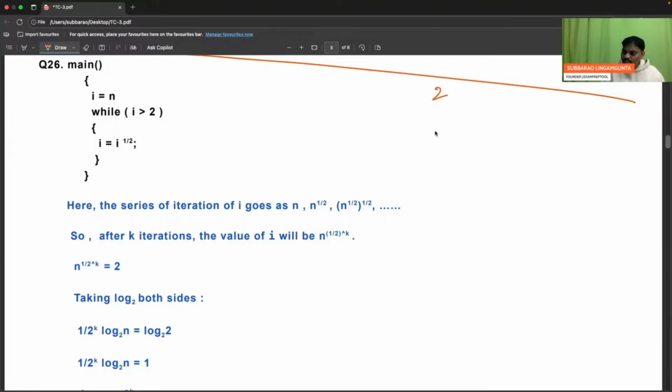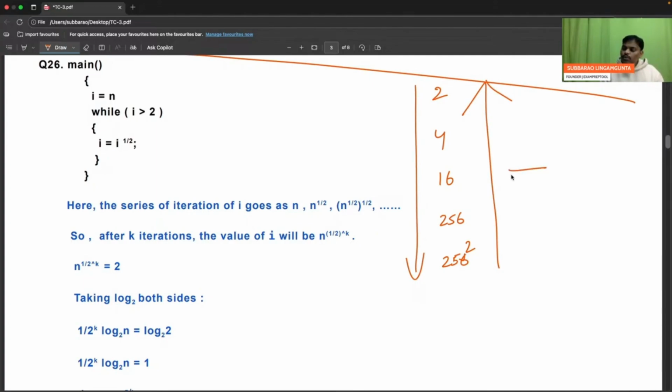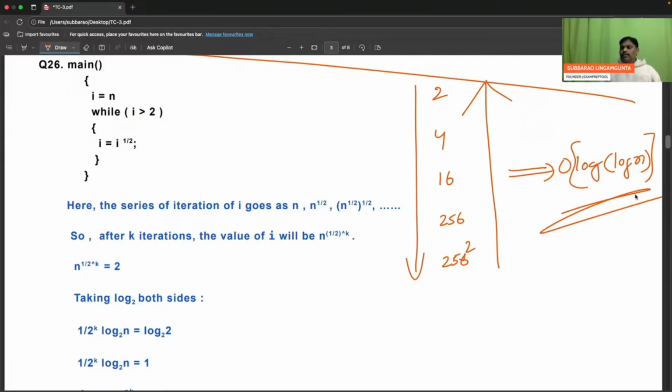2, square it, 4, square it, 16, square it, 256, square it, 256 whole square. This is if you do square, right? If you do root, it is the reverse. Both will be log log n. Both are log of log n. Try to understand. Whatever way square is doing, root will also do the same.